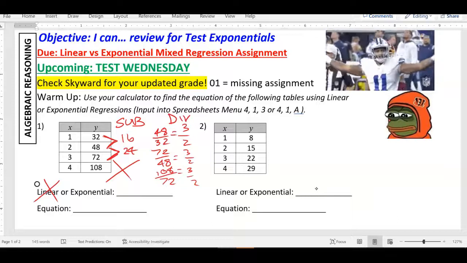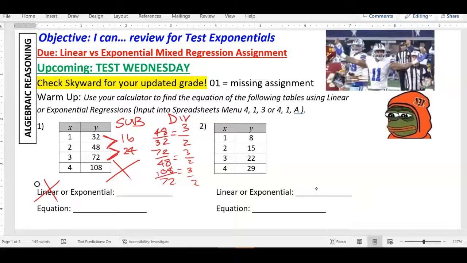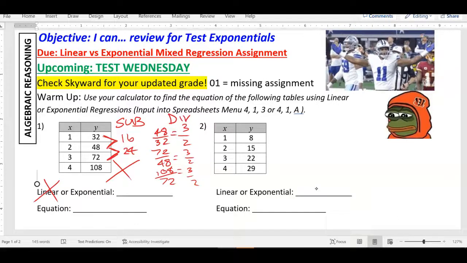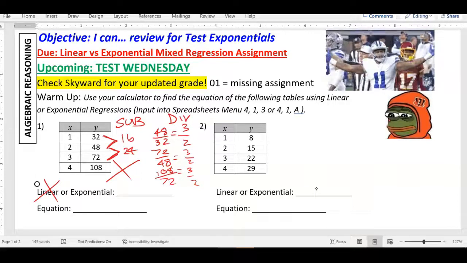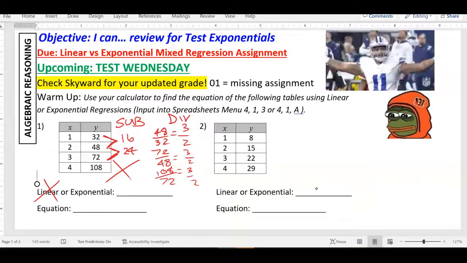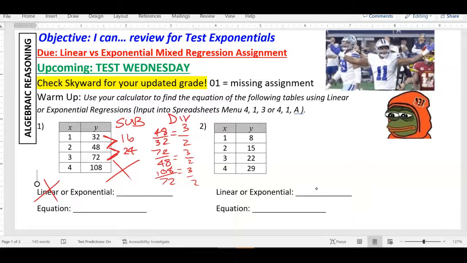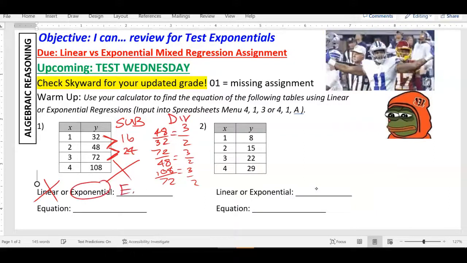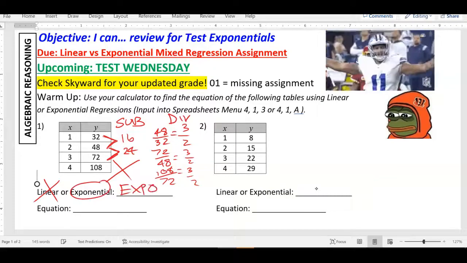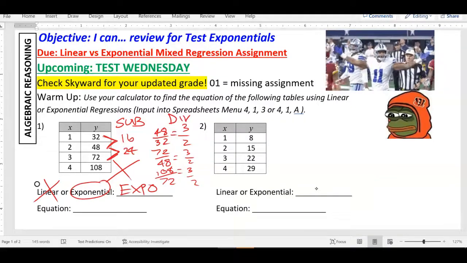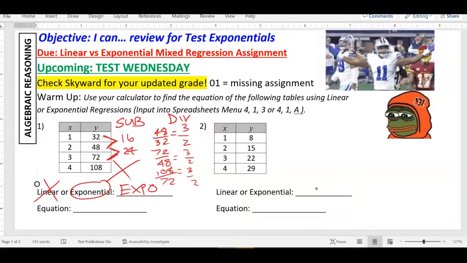What do you think? Say it. You don't know? Yeah, you do. What is it? Say it. Exponential. Okay. Because the dividing was the same. Does everyone know that? When you divide, it's the same? Exponential? Yeah? Okay.